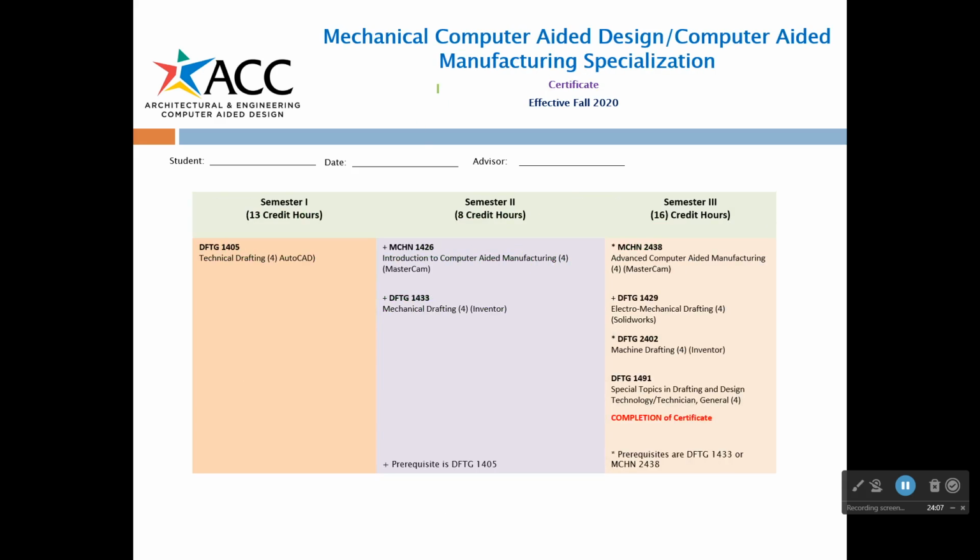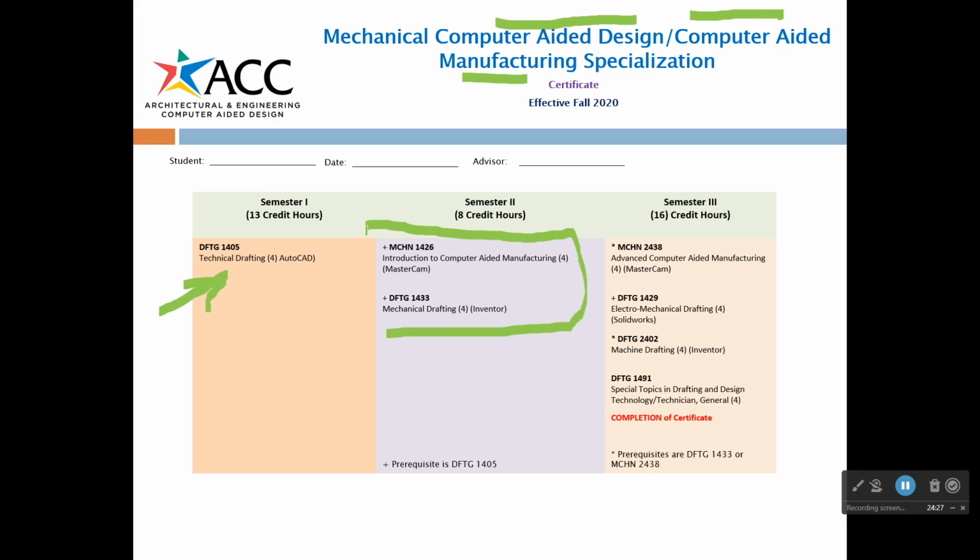The certificate that goes along with the mechanical AAS is called the Computer-Aided Design, Computer-Aided Manufacturing. In industry, that's referred to as CAD/CAM. Of course, you're in 1405 now. Next semester, you could take these two, and then those are prerequisites to start taking these courses over here in the third semester. Again, I would recommend earning this before you get the associate degree.